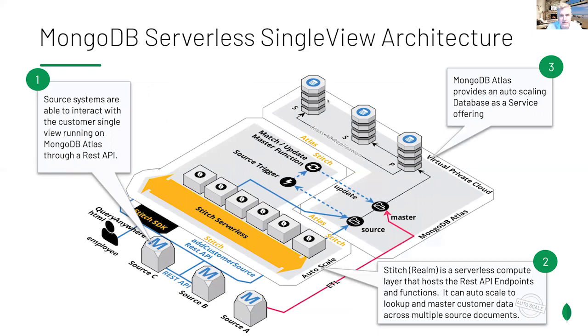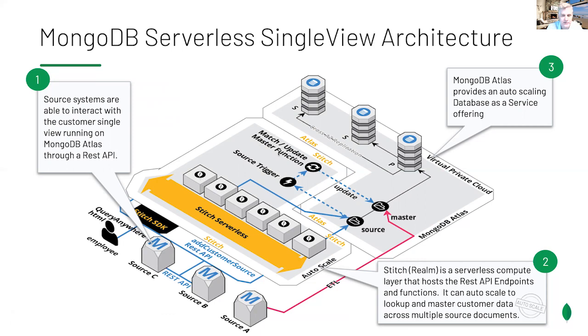So the way this works, this is the MongoDB serverless single view architecture that we put in place. Again, we're providing the source code to you so you can actually see how this works. Source systems A, B, and C are able to interact with MongoDB through a REST API. This REST API runs on a set of servers that scales up as needed. Say the Christmas rush is coming and it's on one server, it can scale to 2 or 3, and then scale back down as needed. All of these source systems can access the data in real time, and as traffic increases, so does the scalability.